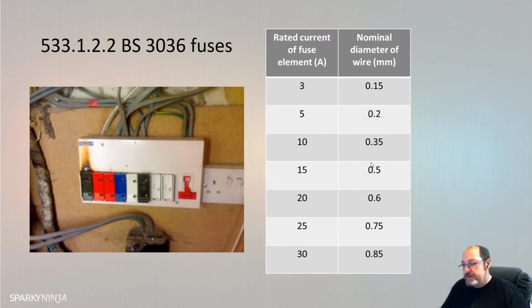So to just quickly study that table, this represents the nominal diameter wire size proportional to the rated current. So if I had a question asking me the nominal diameter size for a 30 amp BS3036 fuse, I would go 0.85 mil. Okay, that's the nominal diameter size of the fuse wire.